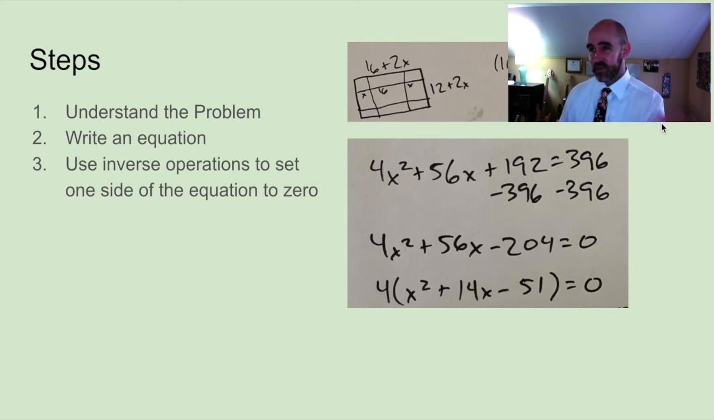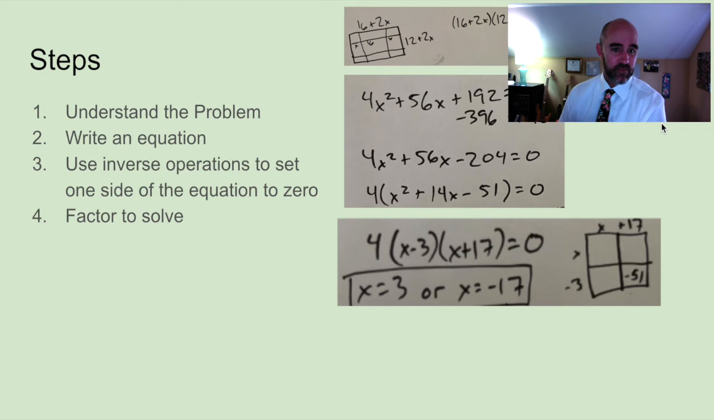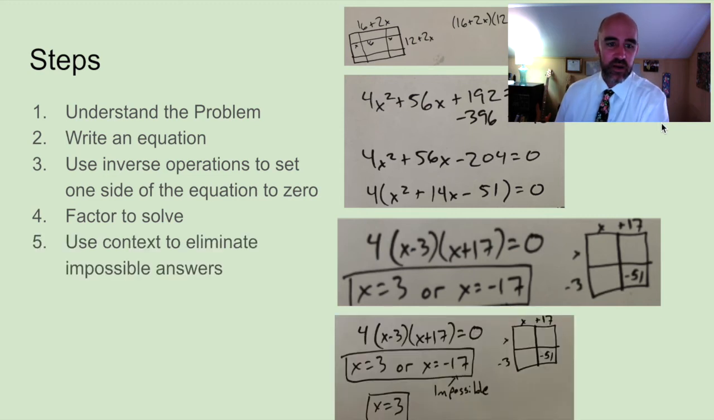Then, once we had something equal to 0, we factored it. We factored and solved for what values of x would make this 0 by making one of the terms 0. We then used context, the context of the original problem or the original situation, to eliminate any impossible answers or any answers that didn't make sense.